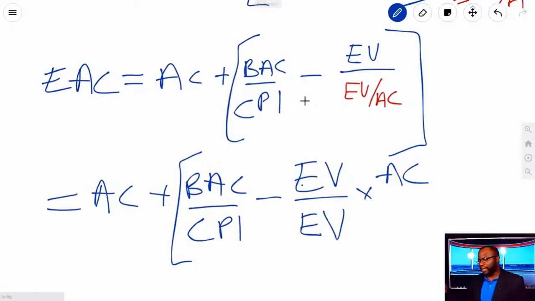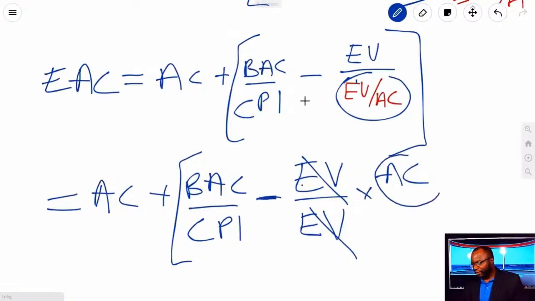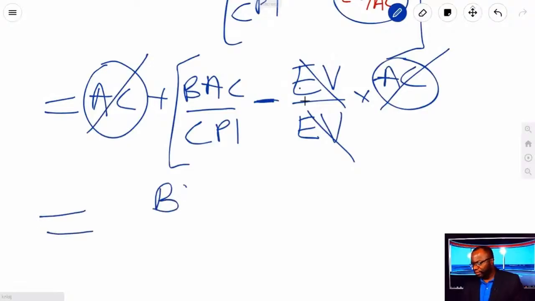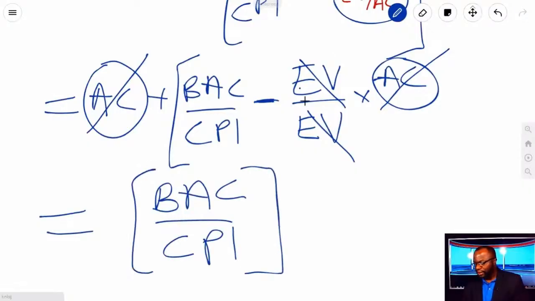Because remember, the CPI is at the bottom. This right here is CPI. But because it's at the bottom, we're going to end up flipping it such that this cancels this. And at the end of the day, we have a minus AC and a plus AC. Well, you probably figured out those are going to cancel, and we're going to be left with BAC divided by CPI. This is your EAC, by the way.